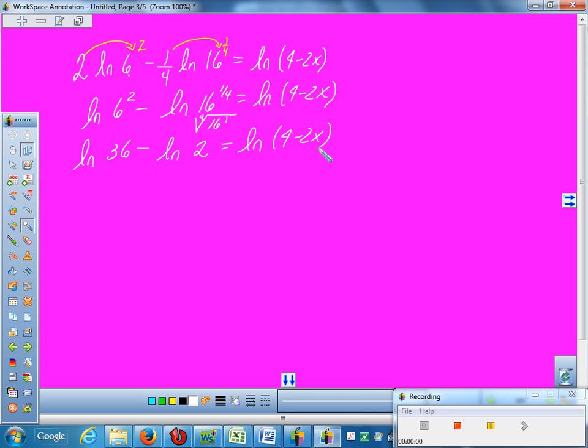Now that you've gotten rid of those numbers, then you worry about the fact that you have a log minus a log. You'll notice here it does not matter that these are natural logs. The rules apply with whatever base log you're using. So we know, using the second property, that when you have a log minus a log, that's the same thing as division. So this would be 36 over 2, in which case I have the natural log of 18 equals the natural log of 4 minus 2x.